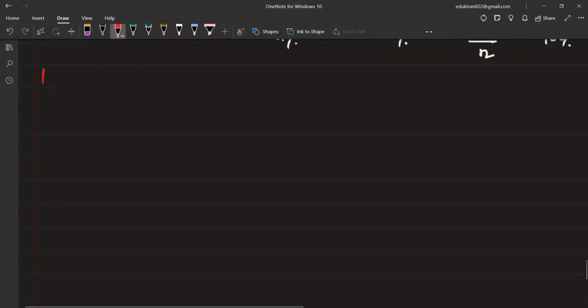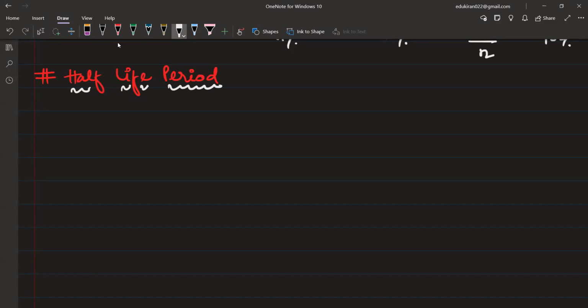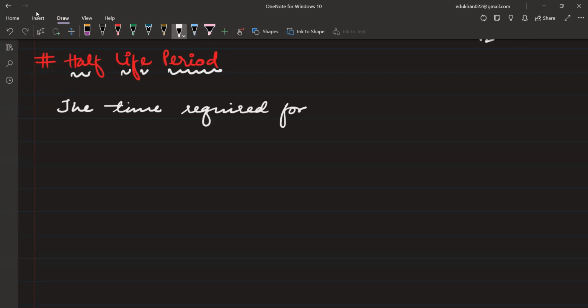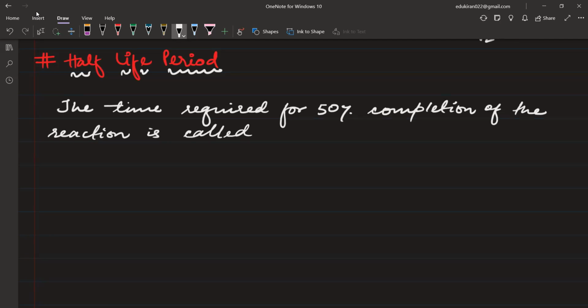Half-life period. The time required for 50% completion of the reaction is called half-life period. Okay, half-life period is denoted in two ways, either as T half or T 50%.